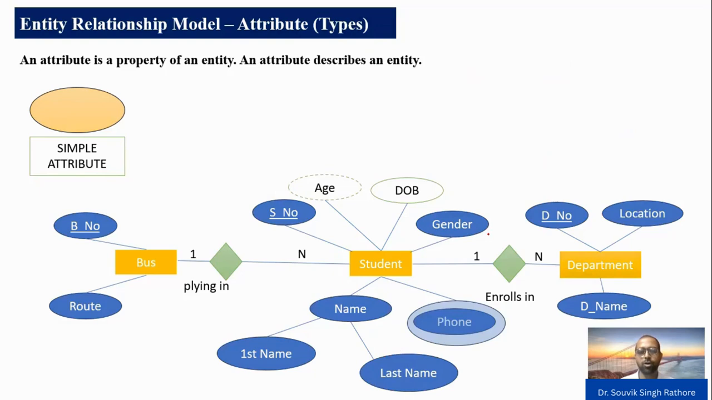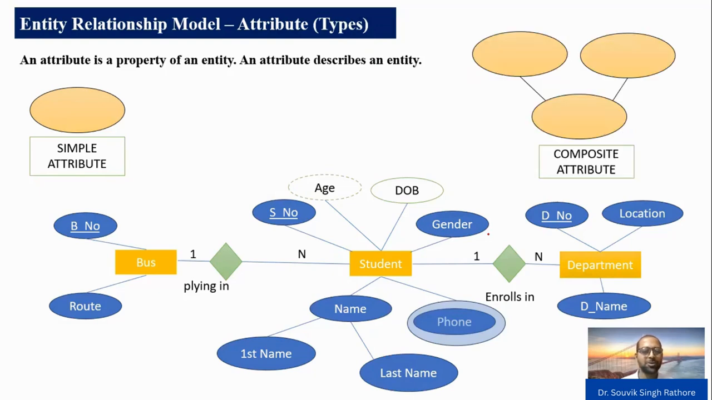Next, we have the composite attribute. Composite attributes can be divided into smaller attributes. For example, your name can be divided into your first name, your middle name, and your last name. Another example can be your address, like your house number, your street, your city, your state, your pin code, etc. Composite attributes make the data easier to manage.